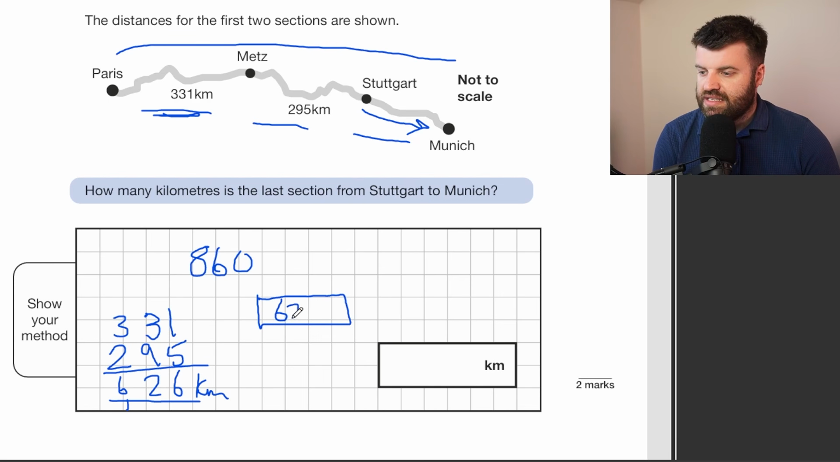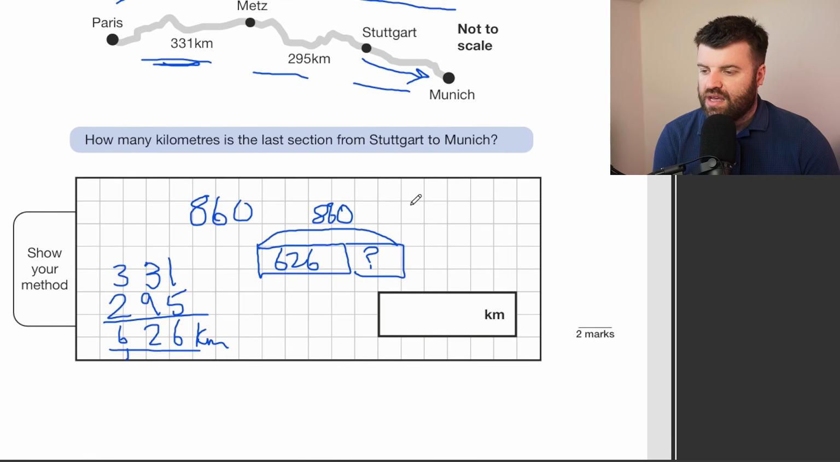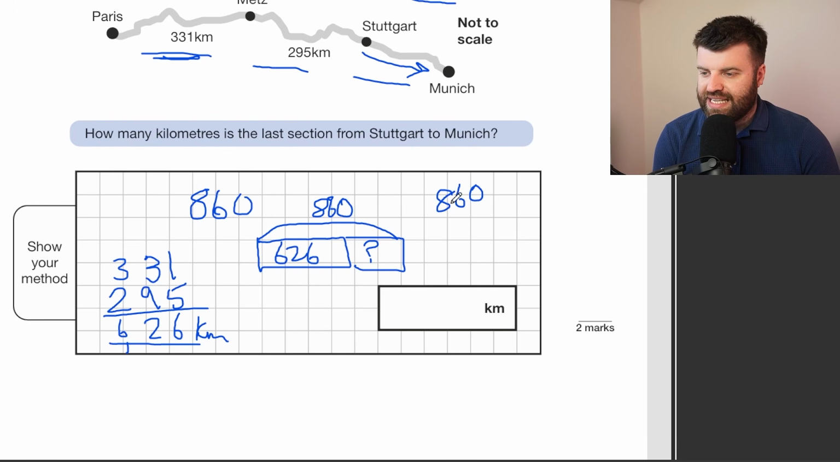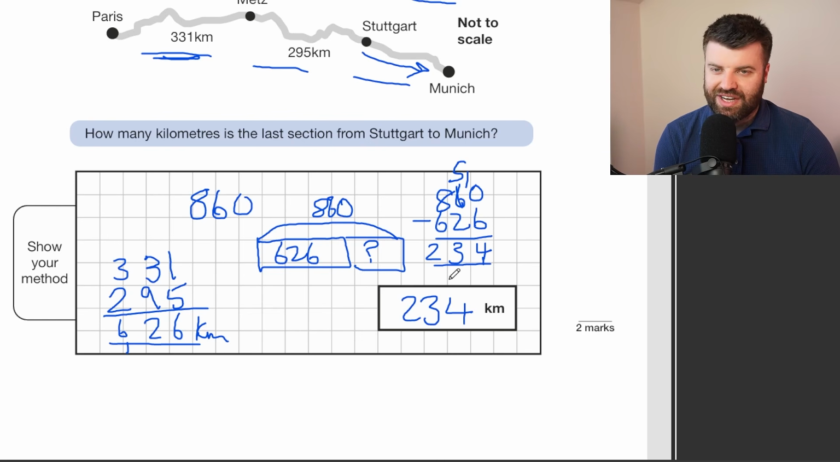Then to find out what's remaining, what the last chunk is, we can think of it like a bar model. 626 for the first 2 chunks, and then we have something left. It has to make in total 860 kilometers. So all we have to do now is 860, take away 626, and let's see what we get. Exchange over from the tens. 10 take away 6 is 4, 5 take away 2 is 3, 8 take away 6 is 2. We have a 234 kilometer journey.